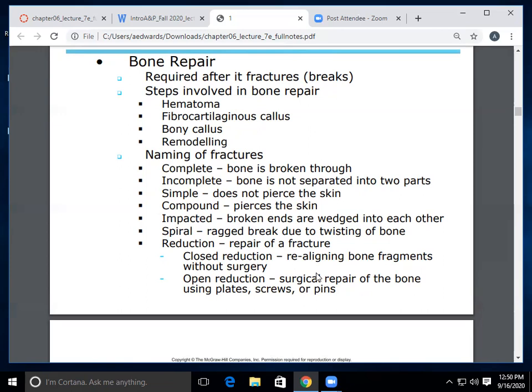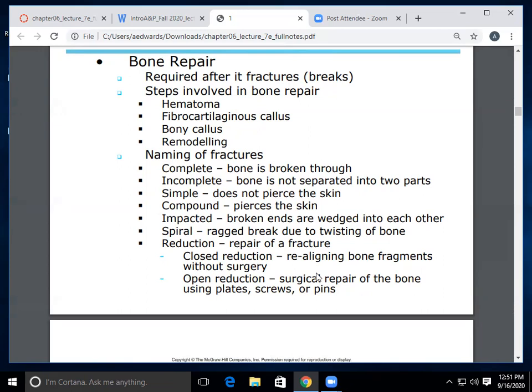And as the fracture gets repaired, if you want to repair a fracture, that's a process that we call reduction. And if it does not require surgery, it's closed reduction, because you don't have to cut the person open. If you do have to use surgery, with screws, pins, or plates, it's open reduction.